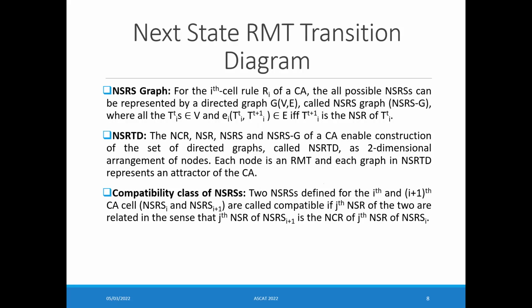Next, the NCR, NSR, NSRS, and NSRSG are used to construct a set of directed graphs, which is known as the NSRT diagram. Next is the compatibility class of NSRSs. Suppose the ith cell NSRS is NSRS i, and the (i+1)th cell NSRS is NSRS i+1. They will be compatible only if this condition is satisfied: the jth NSR of NSRS i+1 is the NCR of the jth NSR of NSRS i.